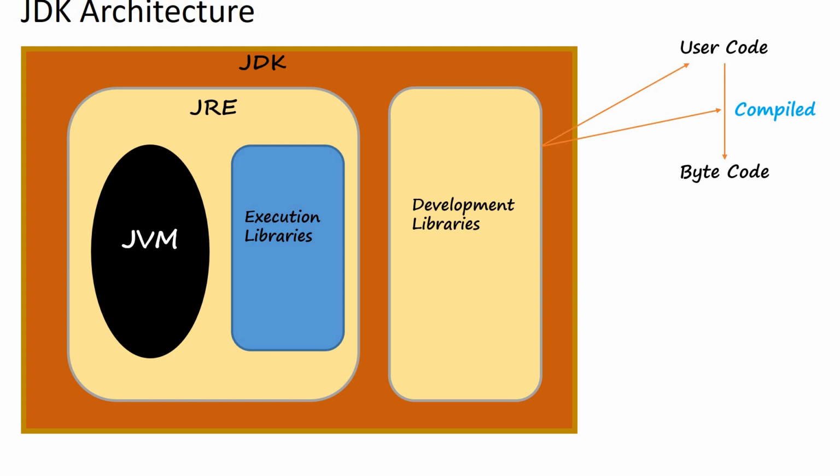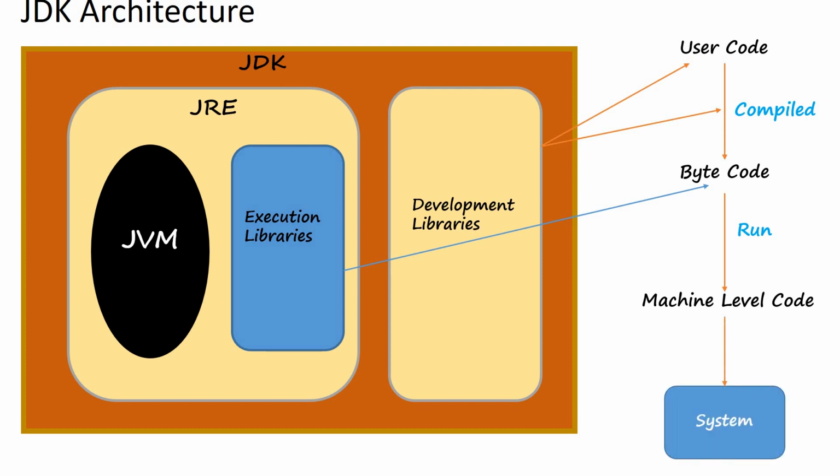So how will it run? Usually what happens is your JDK is not platform dependent, but JRE is specifically platform dependent. That means whenever you run your bytecode, the execution libraries present in your JRE will understand on which platform you are running that code. According to that, it will generate the machine understandable language. And this machine understandable code will be sent to your system to execute it.